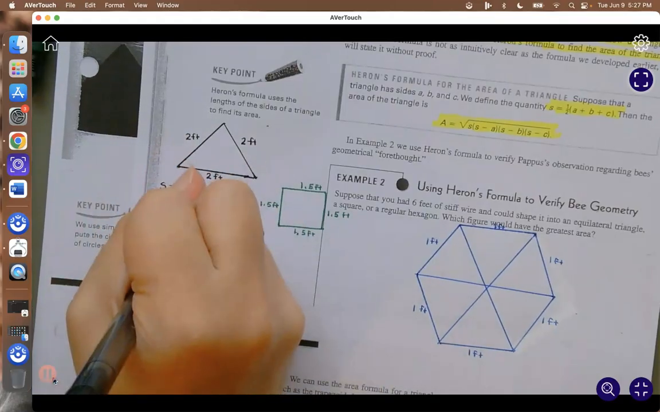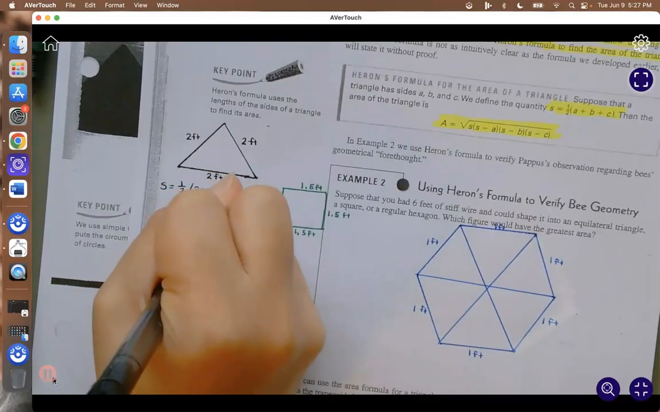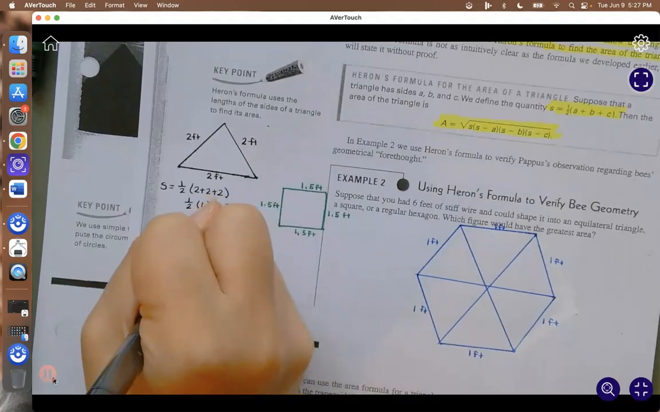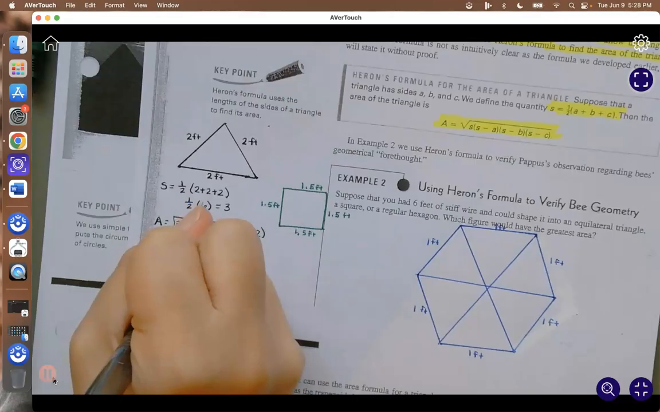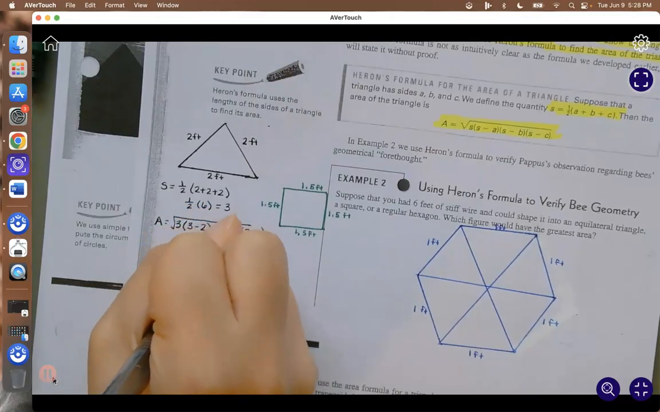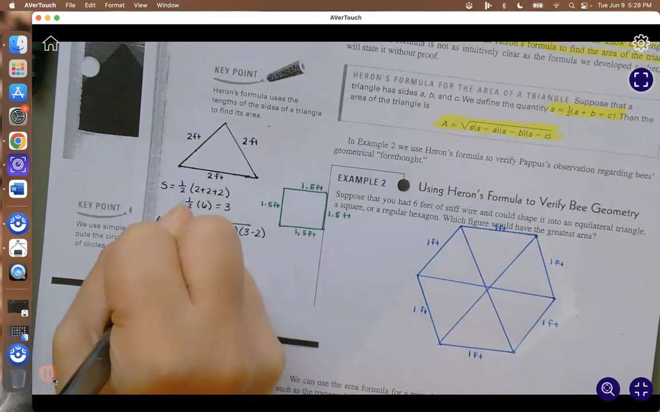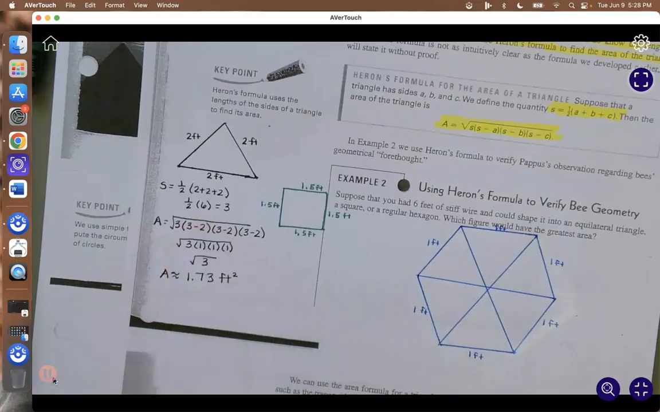Okay, so let's do all of our subtractions. We get 1, 1, and 1. 3 times all those ones is just 3. So the square root of 3, if you type it into your calculator, is 1.73. So the area of the triangle would be 1.73 feet squared, and that means approximately.